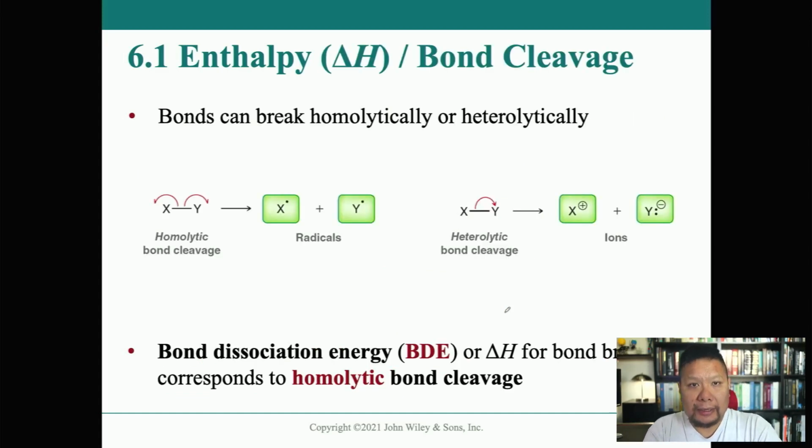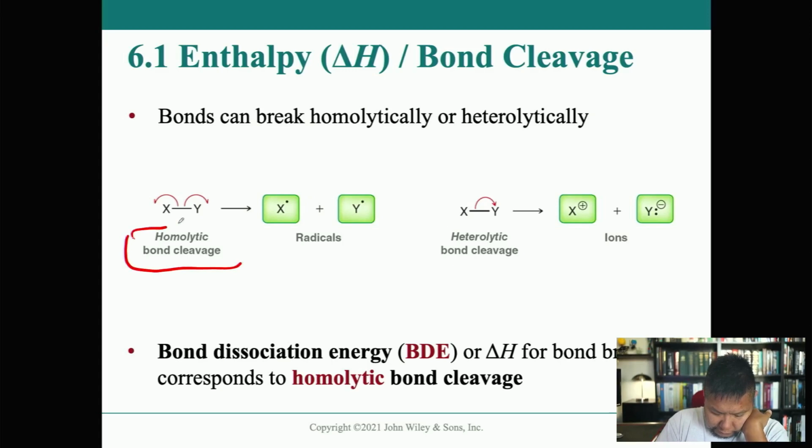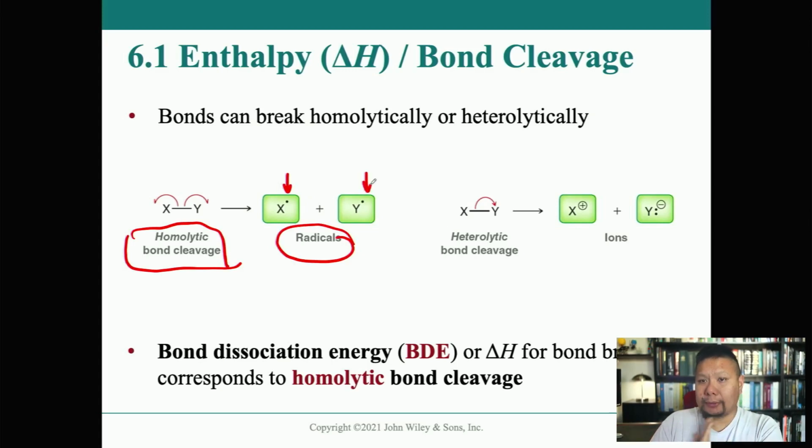So bonds can break either homolytically or heterolytically, and this is what I was alluding to previously in earlier slides, where you could actually have a homolytic bond cleavage, right, where you get radicals as a result. Okay, and basically a radical is a species that has one electron and another species that has the other electron, right?